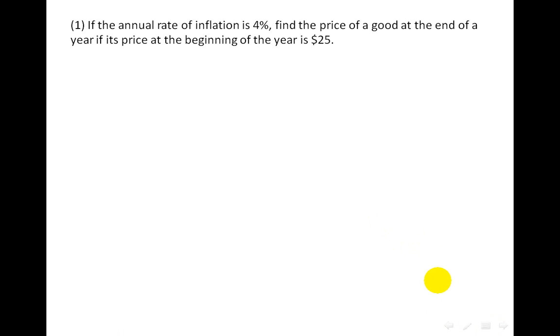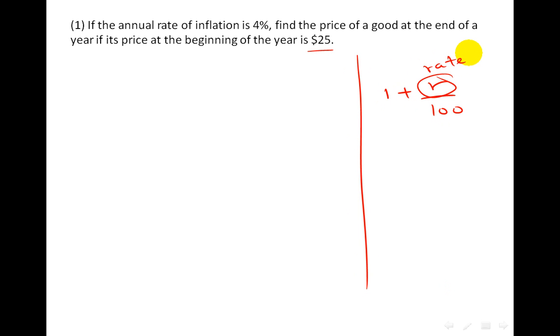The first question is saying if the annual rate of inflation is 4%, find the price of a good at the end of the year if its price at the beginning of the year was $25. First thing, I'm going to give you a new formula, which is 1 plus R over 100. Alright, what is this R? This R is the rate.